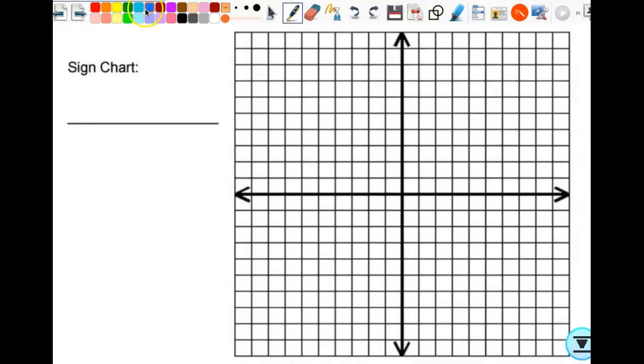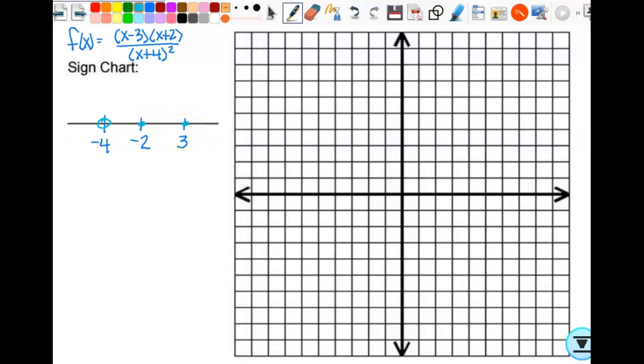My sign chart here, f of x is equal to x minus 3 times x plus 2 over x plus 4 squared. So I have 3 things that go on my sign chart. I have a negative 4, a negative 2, and a 3. Negative 4, open or closed? Open. Negative 2, open or closed? Closed. 3, closed. All right.